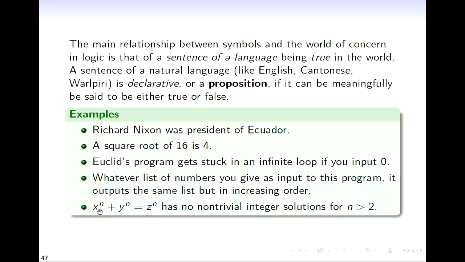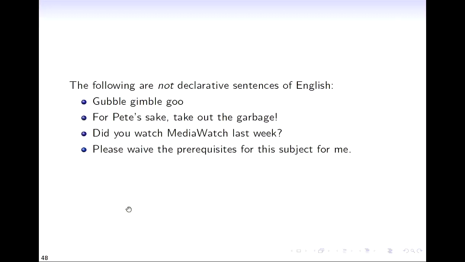We know that this is easily true for n equals 2: 3 square plus 4 square equals 5 square, but does it have solutions for n greater than 2? No matter whether this is a statement that is true or false, we can safely say that we can understand it as a statement that is either true or false.